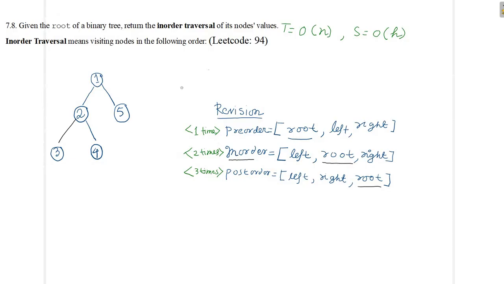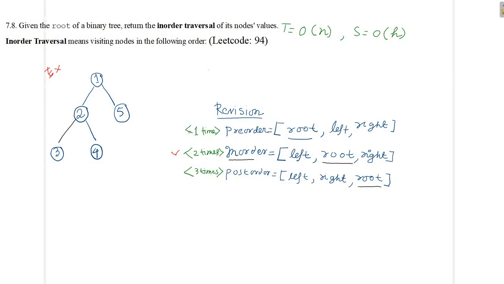So this is the problem statement for LeetCode 94, and this is the example given. We'll try to solve this example in terms of Inorder. But before going to the Inorder part, we'll have a quick revision of the traversals. There are three traversal methodologies: one is pre-order, then in-order, and then post-order.